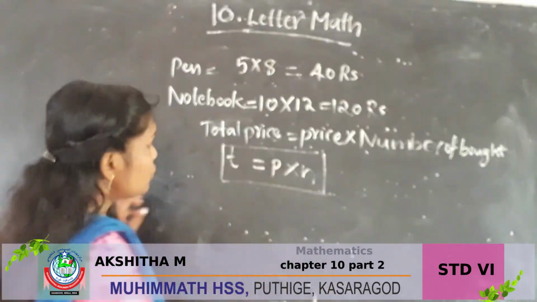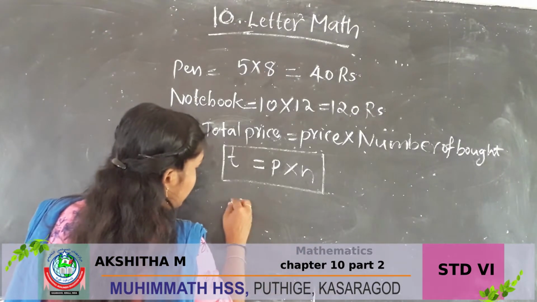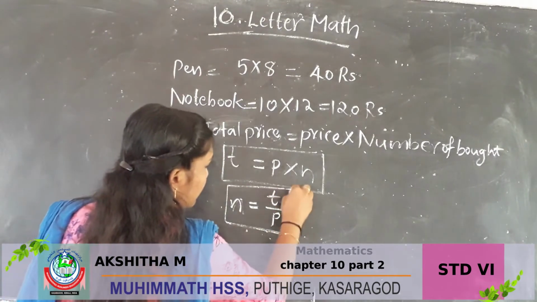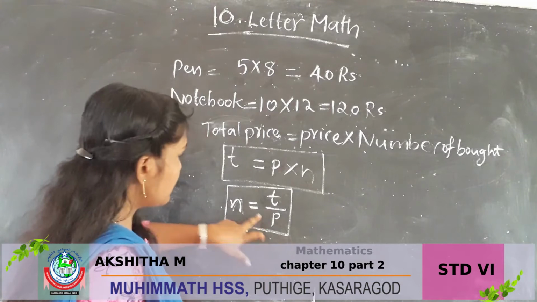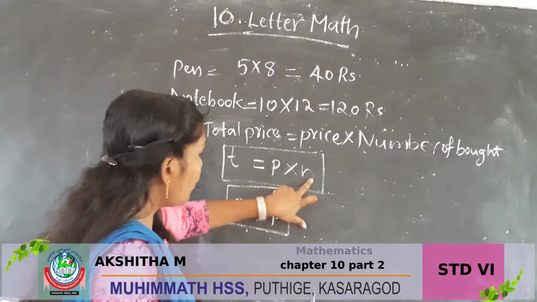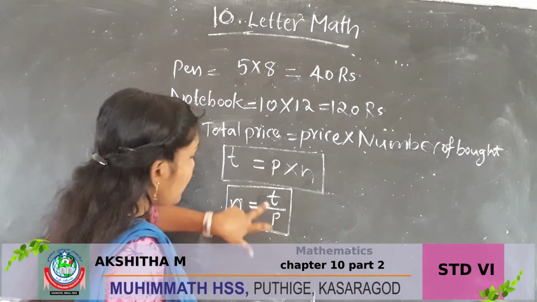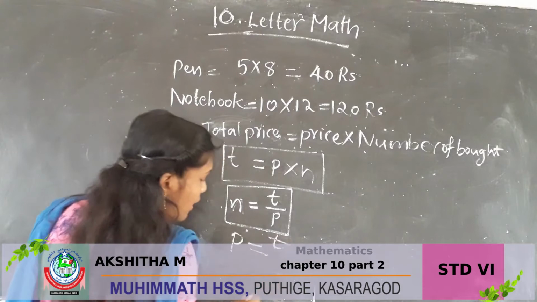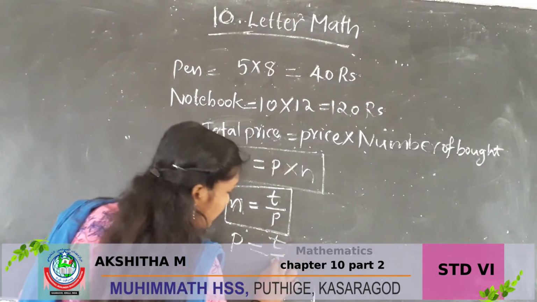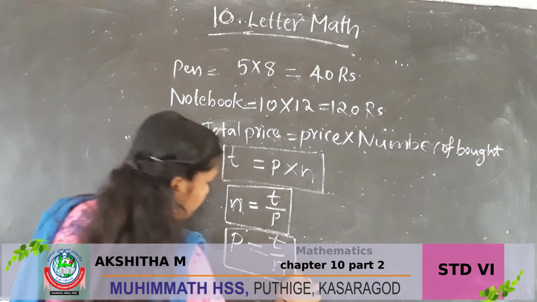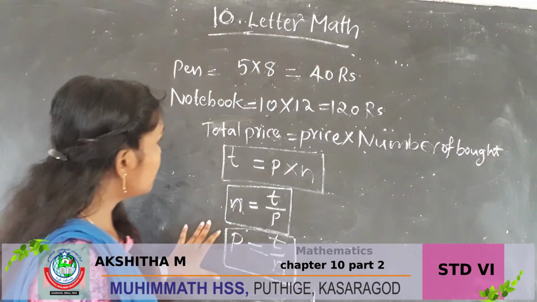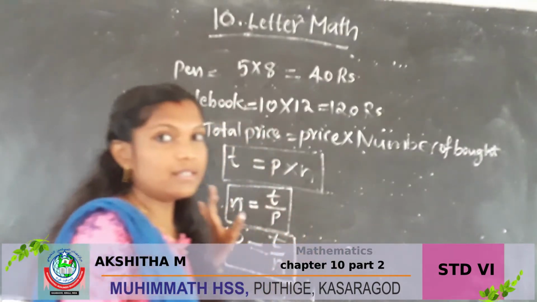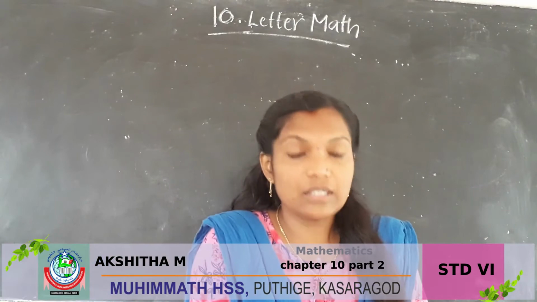Is it clear? To find N, N is equal to T divided by P. To get the number bought, we have to divide total price by price. To get price, we have to divide total price by number bought. This is the relation between total price and number bought. Is it clear?